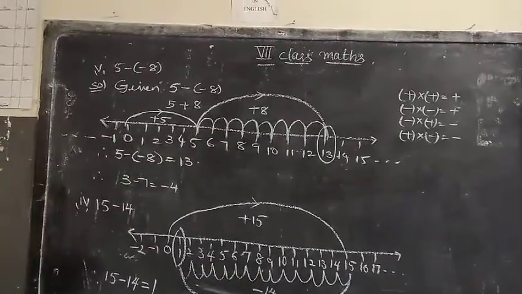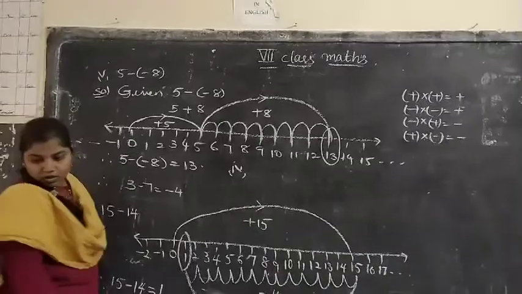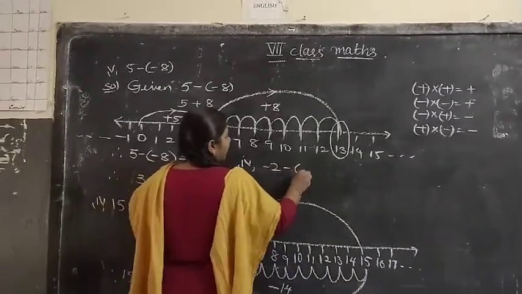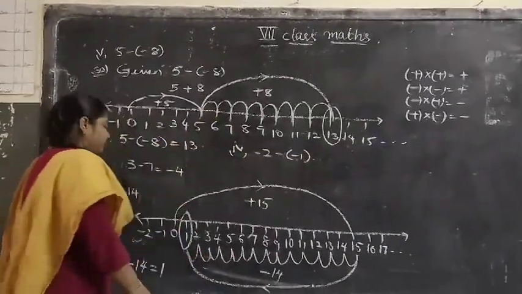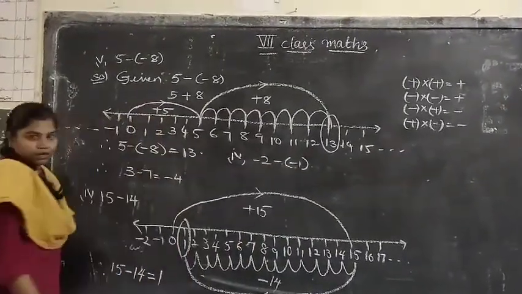Next one you do as homework. The fourth one is minus 2 minus of minus 1. First you convert this double sign to a single sign and start on the number line.